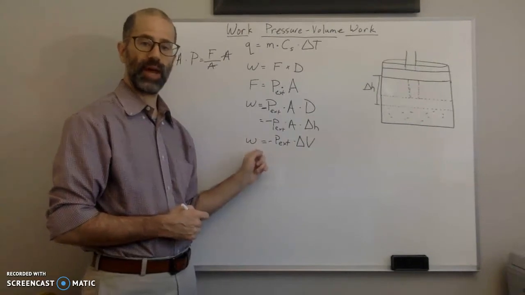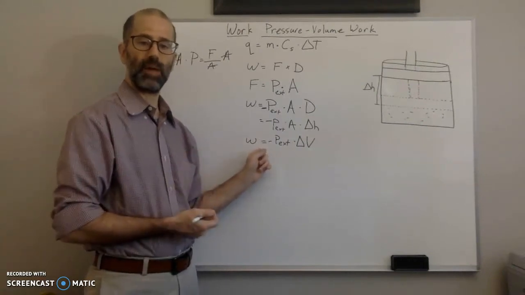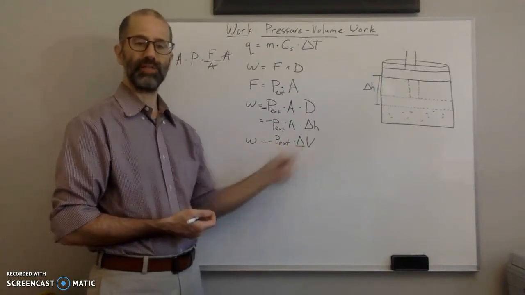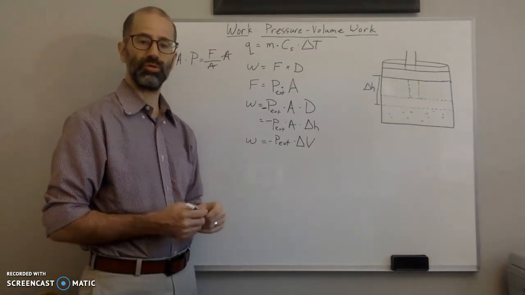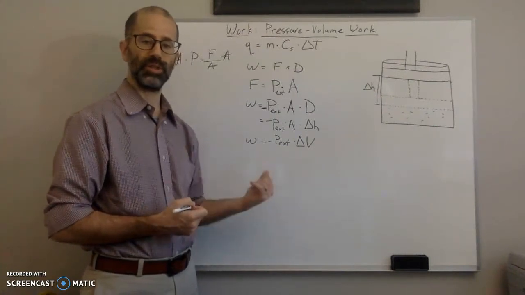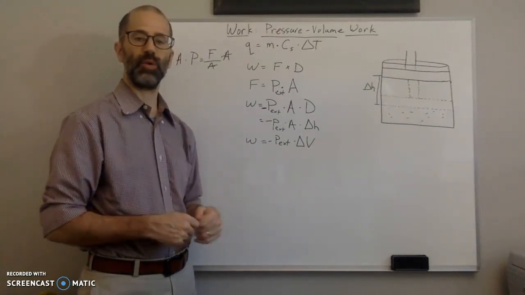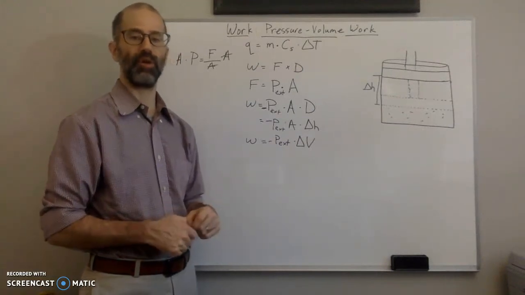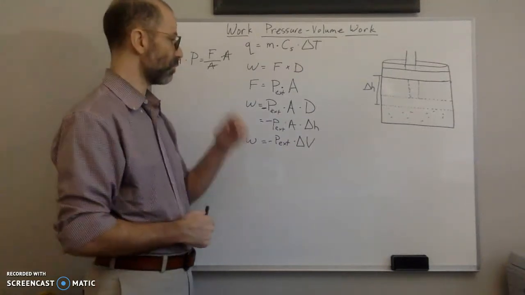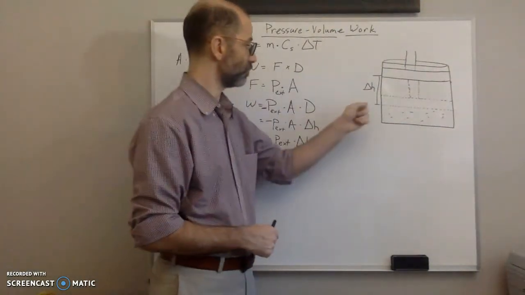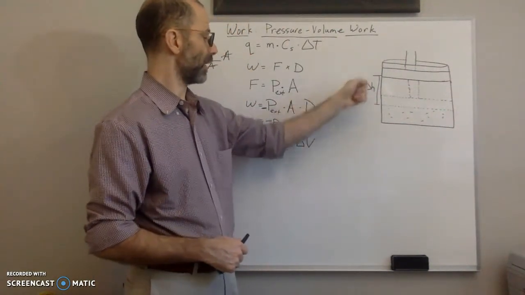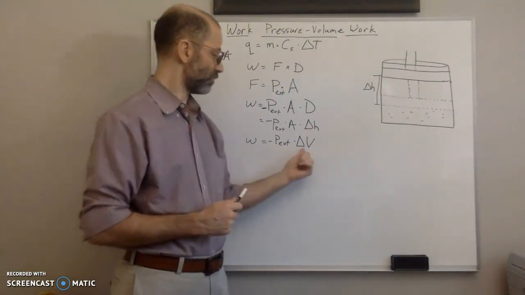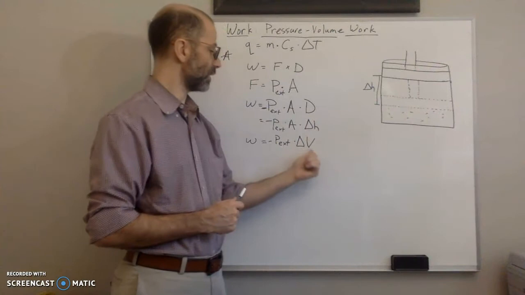So anytime you have a problem where you have an external pressure and you have a change in volume due to some sort of reaction, then you can use this equation to figure out what the work is done by the system or by the surroundings, depending on how the volume changes. So remember, the change in volume is going to be final minus initial, right? So final minus initial, you have change in volume, final volume minus initial volume.